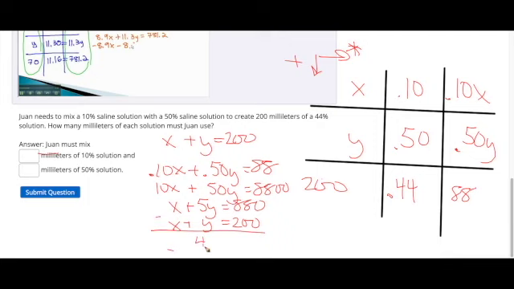5y minus 1y will be 4y. 880 minus 200 is 680. And that's going to give me 2 into 34, 170. So I know that y should be equal to 170 milliliters.